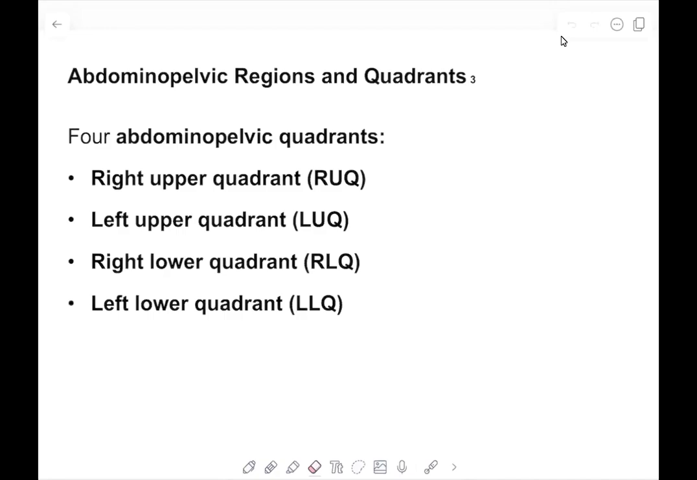So the 4 different quadrants are the right upper quadrant, often abbreviated as RUQ, the left upper quadrant, abbreviated as LUQ, and then inferior to that would be the right lower quadrant, which is RLQ, and left lower quadrant, which is LLQ. And you want to make sure that you remember that, again, you're looking at your patient or your specimen that you are dissecting, and their left is your right.